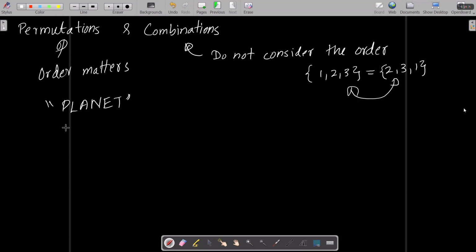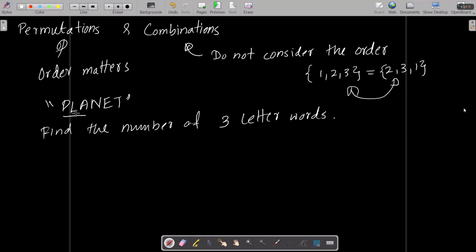We need to find the number of, let's say, 3-letter words. So we have to take letters from this word planet. Now, if we use the binomial coefficient, what it gives is the number of different ways we can take three elements out. That's it. The order doesn't matter. It will take this P, L, and A out first. Let's say we got P, L, and A out. And once we get this out, we can rearrange these letters like this.